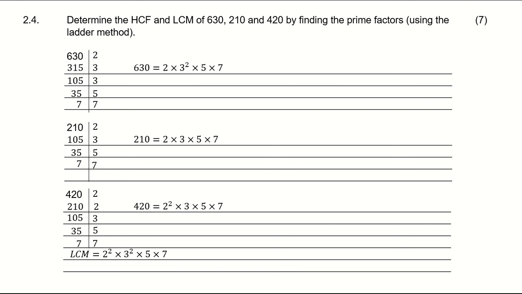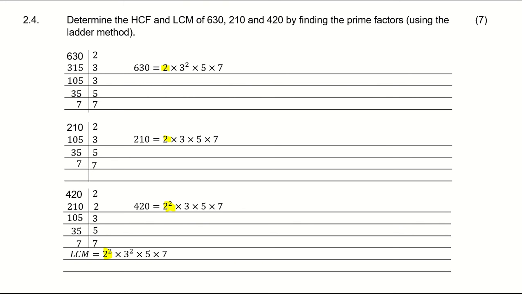Your LCM. When you look for your LCM, you will look for a base, and if you have a common base, like here we have 2 as a common base. Why is 2 a common base? It's because it is a factor of 630. It is also a factor of 210, and also a factor of 420. Since it is a common base, we are only going to take the base with the highest exponent, which is this one here.